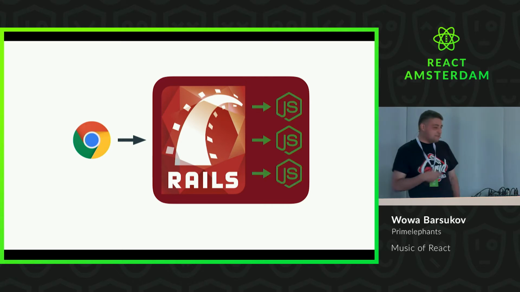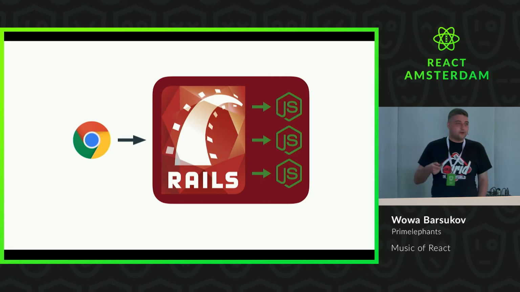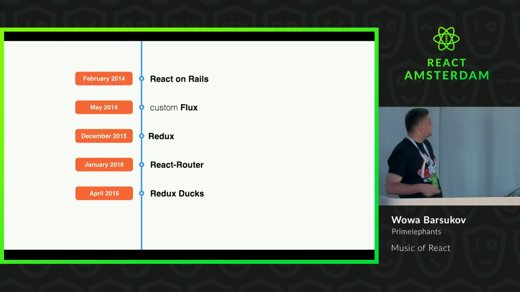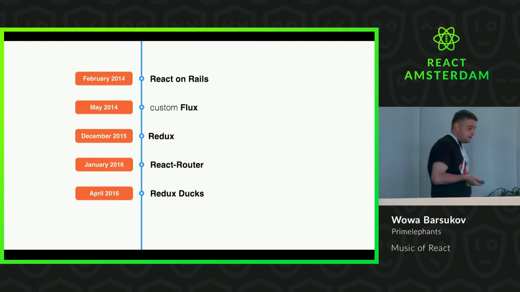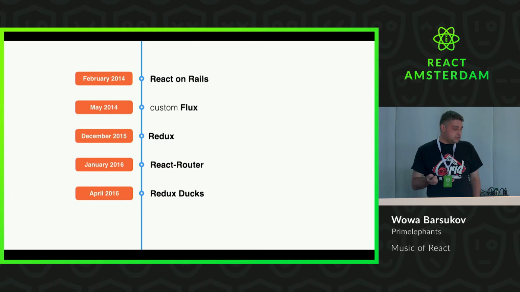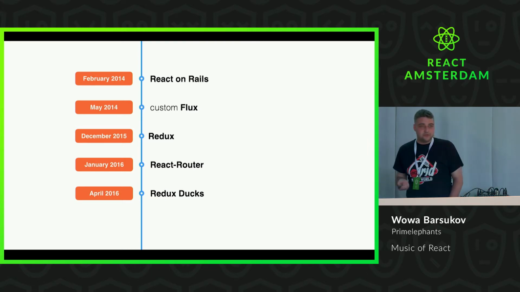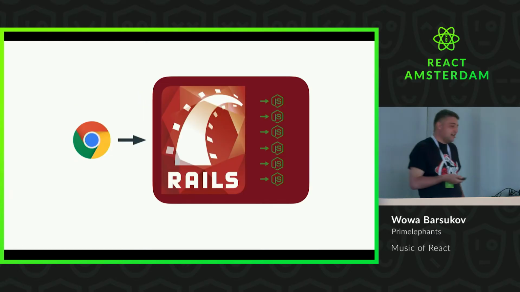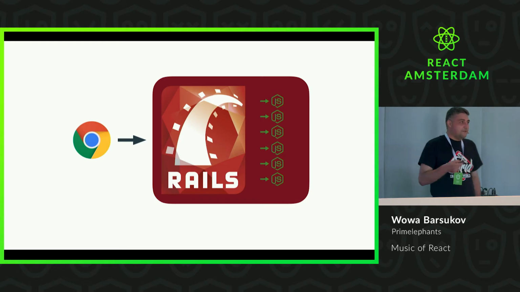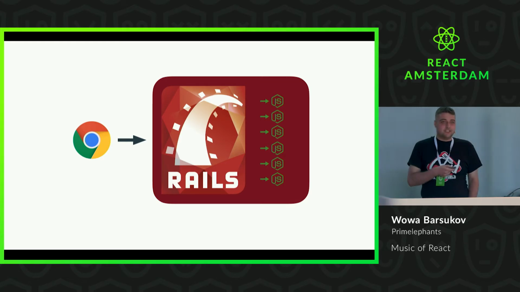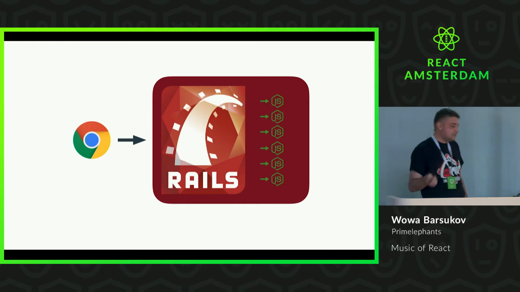But with time passing, we started having more and more components with prerender. A small history lesson: we added Flux at some point, then we switched to Redux, then we had the React Router. Half of our small application became filled with small JavaScript calls, each of which starts a JavaScript process and runs.